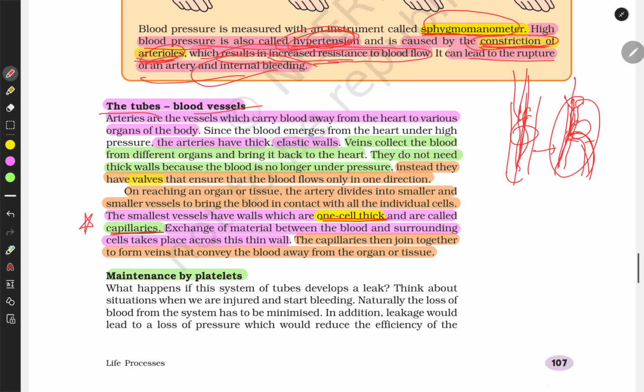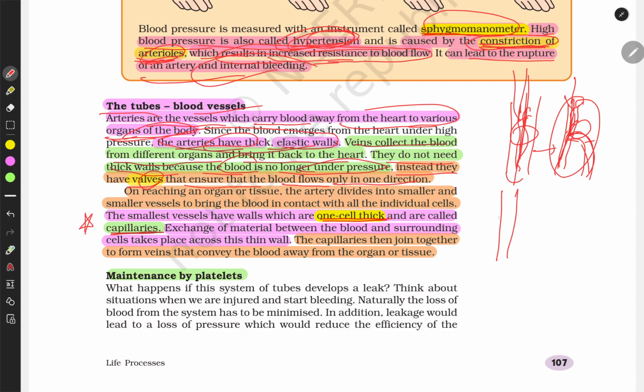The blood vessels. Arteries are blood vessels which carry the blood away from the heart to the various other organs. They have thick and elastic walls because they carry blood at high pressure. Veins collect the blood from the different organs and bring it back to the heart. They do not need thick walls because the blood is no longer under pressure. Instead, they have valves that ensure the blood flows only in one direction.